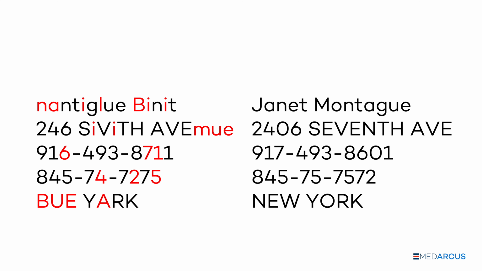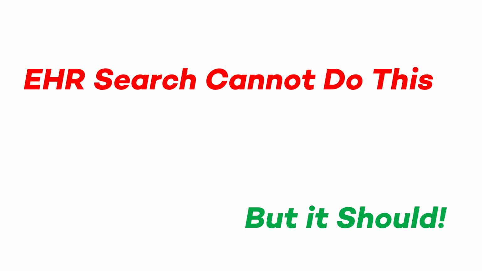Then 3 errors in the telephone. Then 3 errors in the social. Then 4 errors in the city. That's about 23 errors, plus or minus a few, because I'm getting old and my math might be wrong on the fly. But about 23 errors, and yet we still found the patient record. That's outstanding. That's how Modern Search works. And today's EHR search, even the newest EHRs, simply cannot do this. But they should.